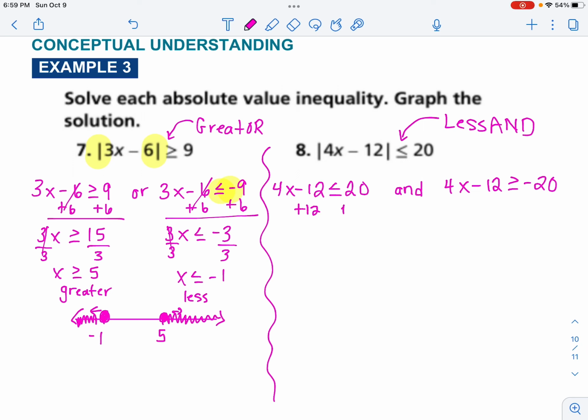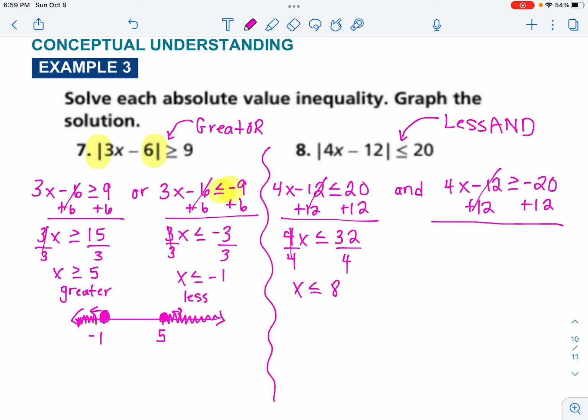We're going to add 12 first. 4x will be less than or equal to 32. We'll then divide 4 on both sides, and x is less than or equal to 8. Here we're going to add 12. 4x will be greater than or equal to negative 8, and then I am going to divide 4 on both sides. So x is greater than or equal to negative 2.